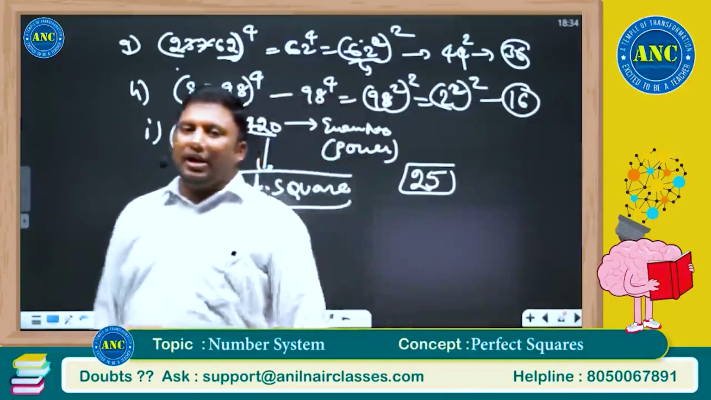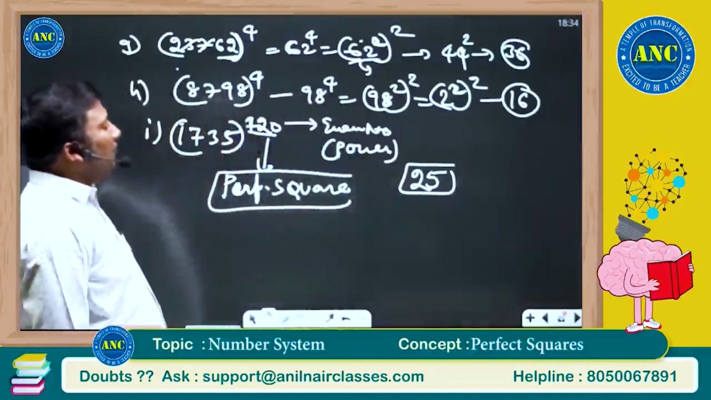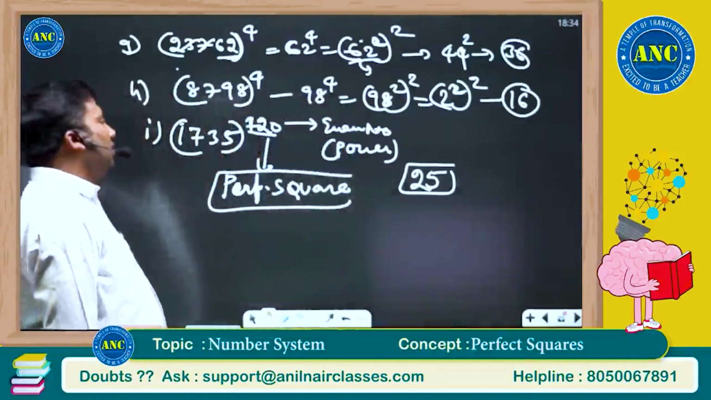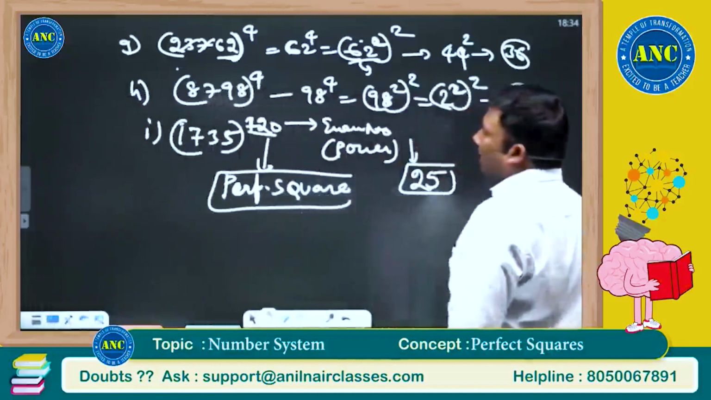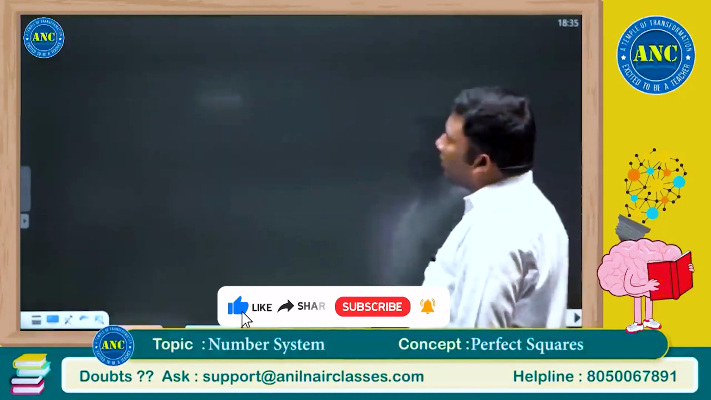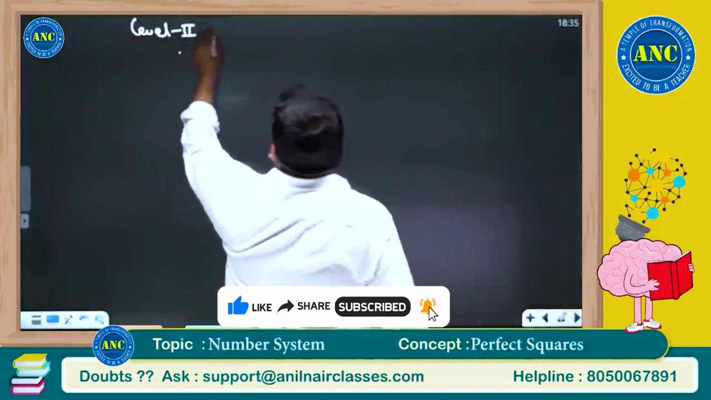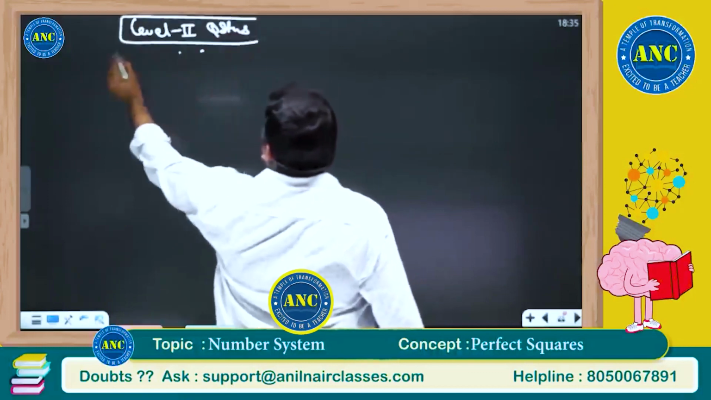1735 power 120. Power is an even number, then the number is a perfect square. Any perfect square ending with 5, tens place is always 2. I hope this idea is clear. Next one. Another question. Level 2 questions. Another 3 to 4 questions which we will discuss. Level 2 questions. First one.